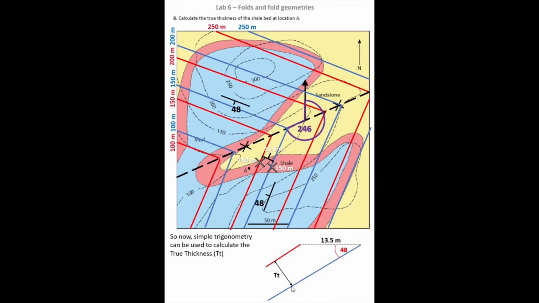So what I can do is maybe move this true thickness line to make myself a right angle triangle, and then I can use some simple trigonometry. I can show that the true thickness of my bed is equal to the sine of the dip, which I've already calculated, multiplied by the hypotenuse, and that gives us the opposite side, the true thickness, as equal to 10 meters.